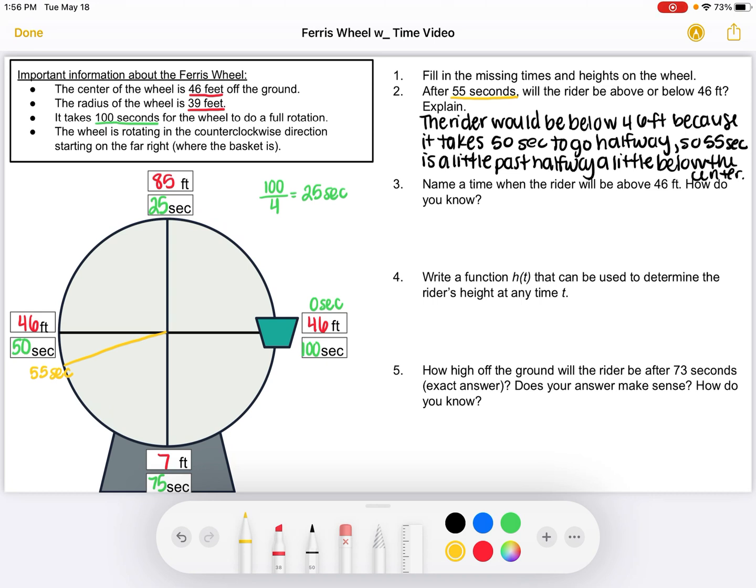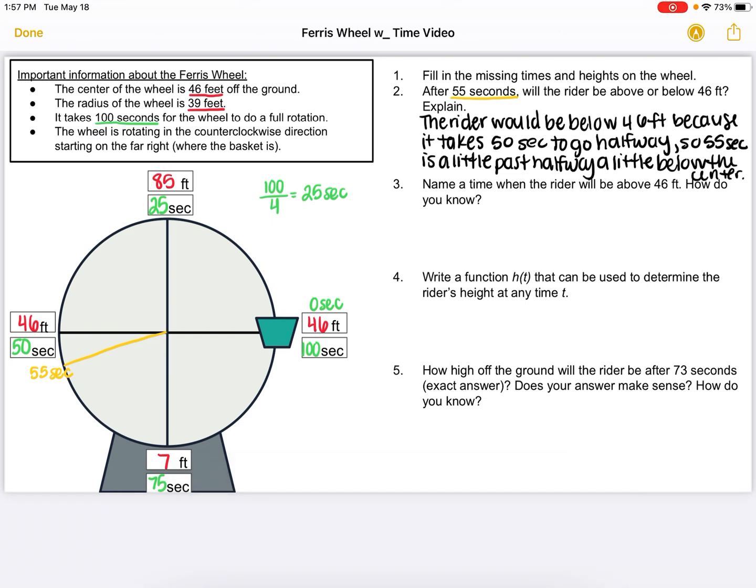If I want to name a time when the rider will be above 46 feet, I'm going to need to name a time that would fall in the top half of the wheel. So for the first time the rider goes around, they're starting at 0 seconds and they hit the halfway point at 50. So I need to pick a number that's above 0 but below 50 so that they're in the top half of the wheel, which would be above 46 feet. So, for example, I could pick 23 seconds if I wanted to. So 23 seconds.